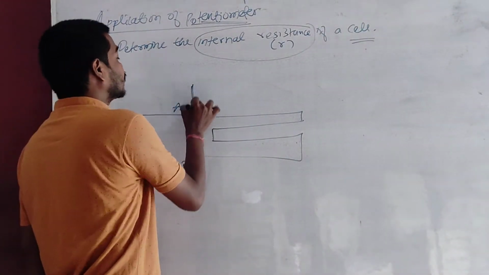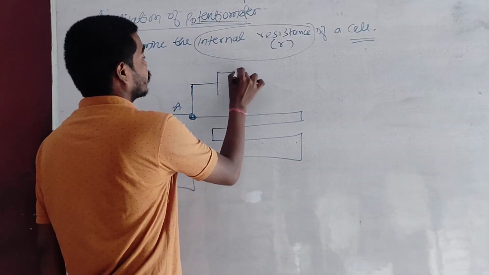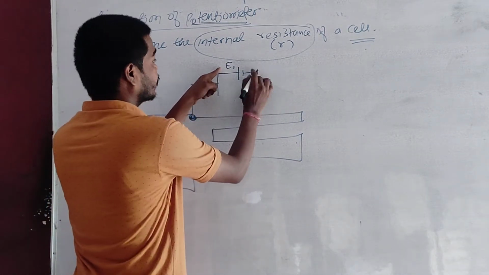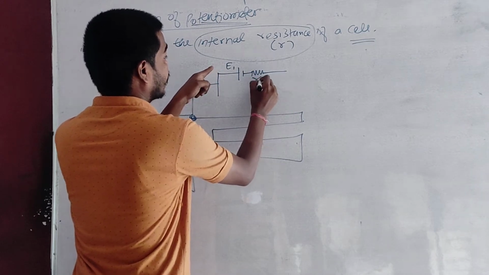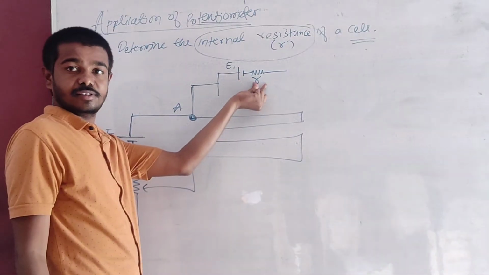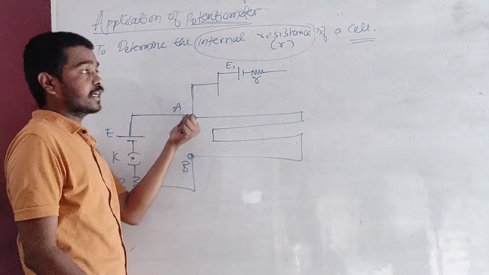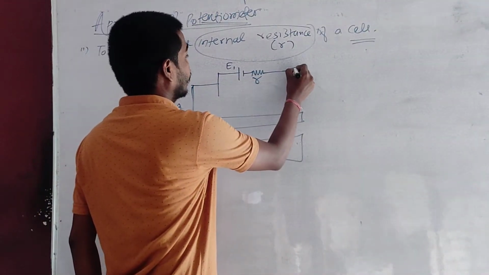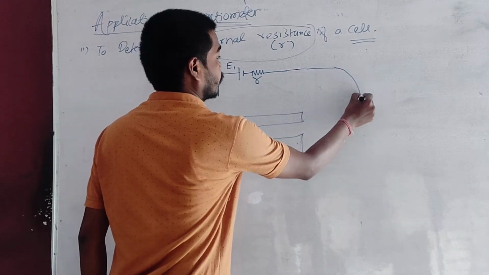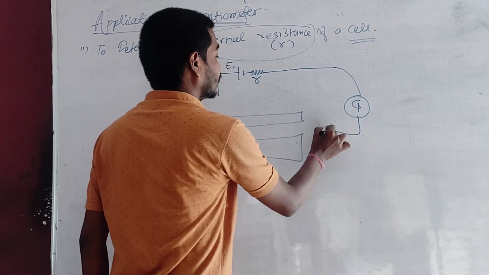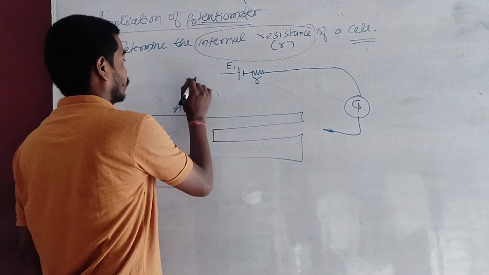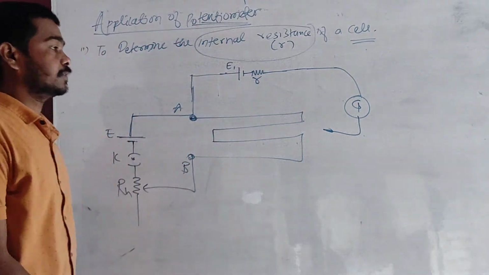Now the cell of EMF E1, whose internal resistance is to be found. Say that internal resistance is small. We can represent it like that. This is the cell of EMF E1, whose internal resistance is r. It's connected at the A terminal, and the other terminal of the cell is connected to the galvanometer. Another end of the galvanometer is connected to the jockey.